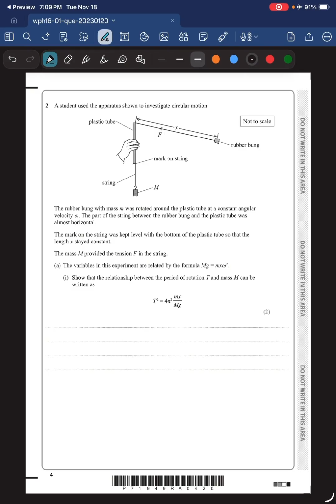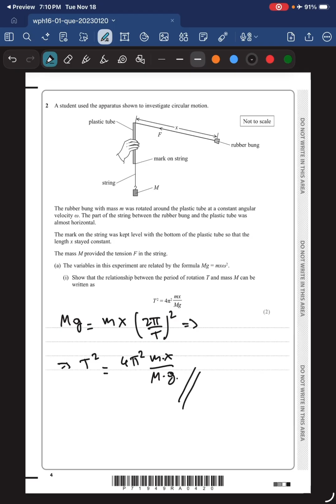Okay, this is kind of easy. So Mg is mx times omega squared, but omega is 2 pi over the period, right? So if we rearrange, we immediately find that t squared is simply 4 pi squared times mx over capital M G, and that's the answer.